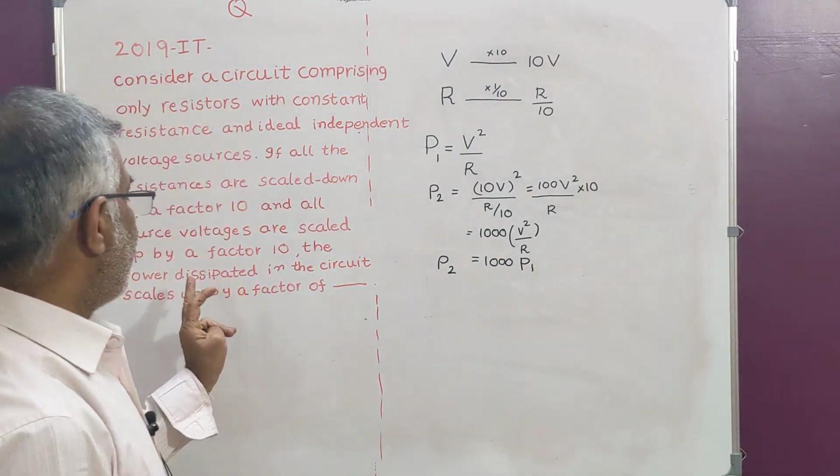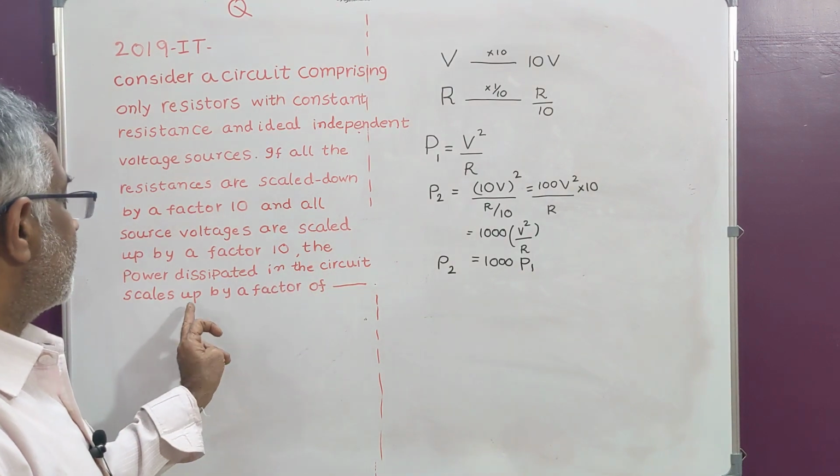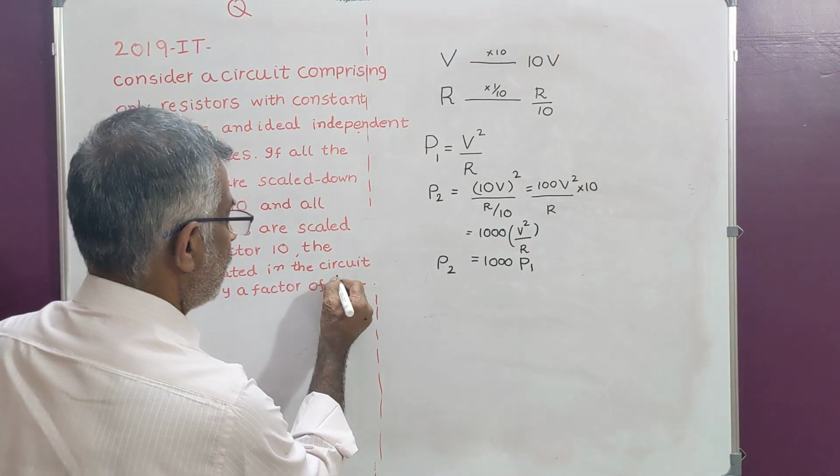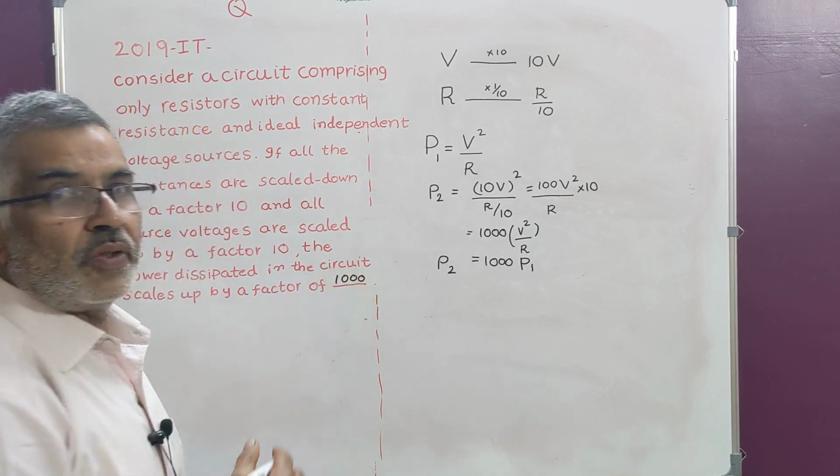Therefore, the power dissipated in the circuit scales up by a factor of 1000. So that ends the problem.